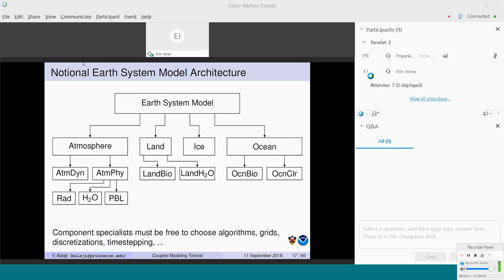Yeah, we are modeling the dynamic vegetation. Ecosystem dynamics and vegetation dynamics are modeled. In an Earth system model, they are all similar. And they are very, very, very complex models also. I think I have one example later.